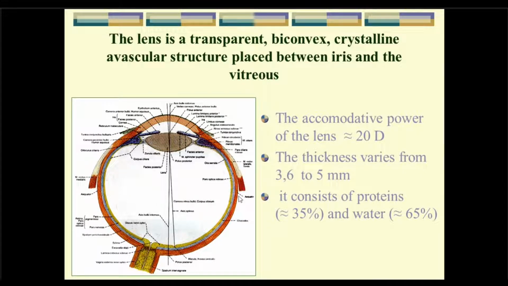The accommodative power of the lens is near 20 dioptres. I hope you remember this is the second most powerful refractive structure. The first is the cornea. Its refractive power is near 40. So the accommodative power of the lens is near 20 dioptres. The thickness of the lens is near 4 to 5 millimeters. A lens consists of proteins and water.